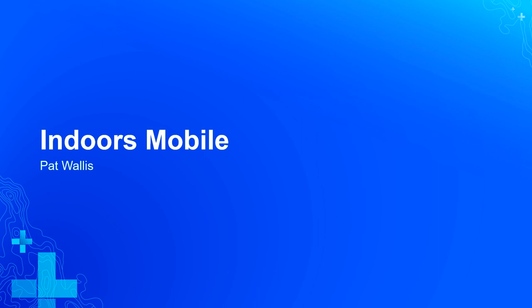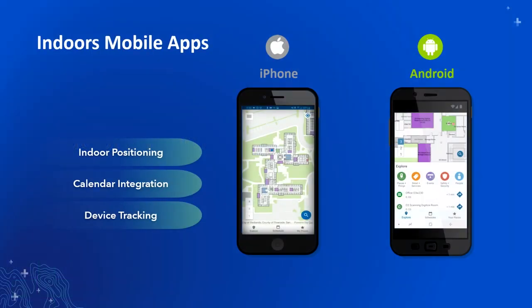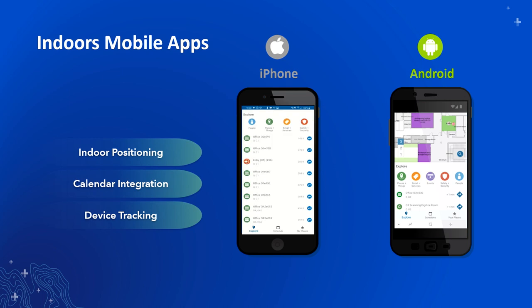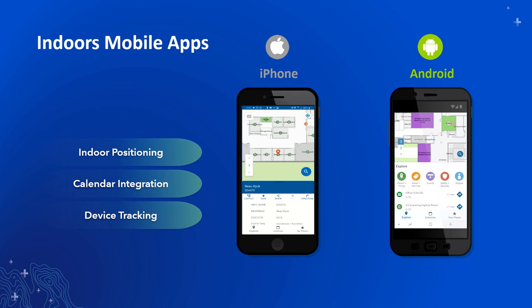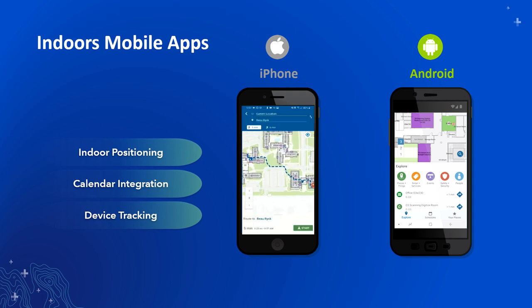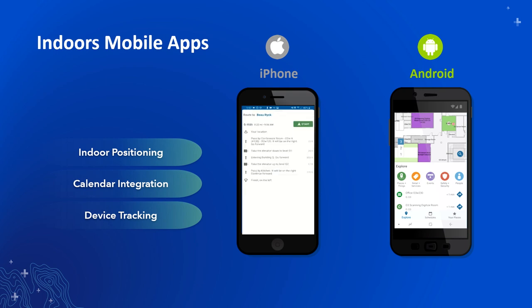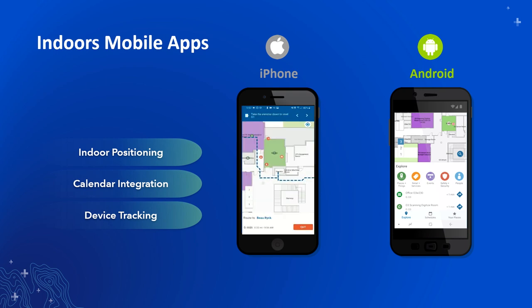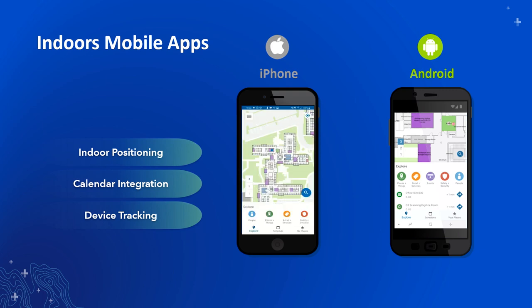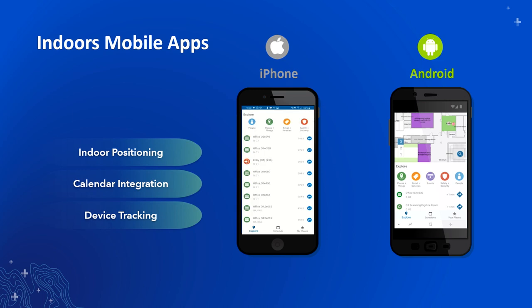All right, Indoors Mobile. These are the real differences between the web behavior and what you see in iOS and Android. So it is the native apps, iOS and Android, indoor positioning, which we're going to get into in a few minutes, and integration with a calendar on your device, and so I'm going to show that real quick. So we're going to hop back over.